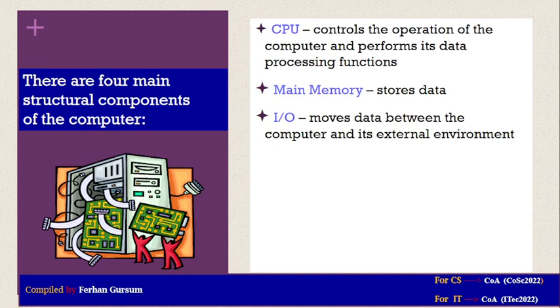IO is the other one: move data between the computer and its external environment, input, output, okay? It moves data between what? The computer and its external environment.